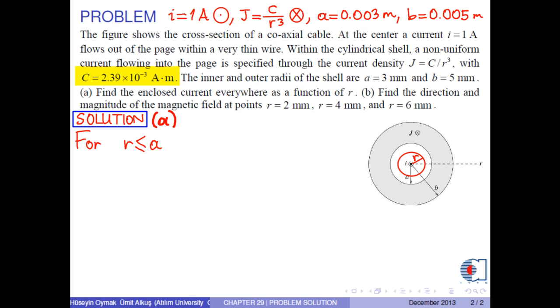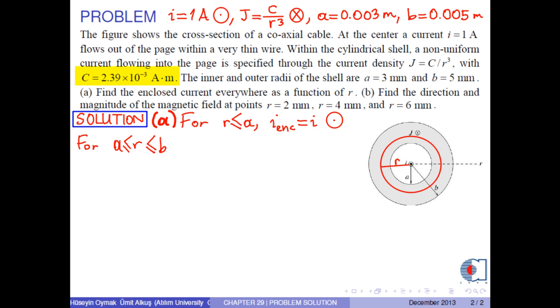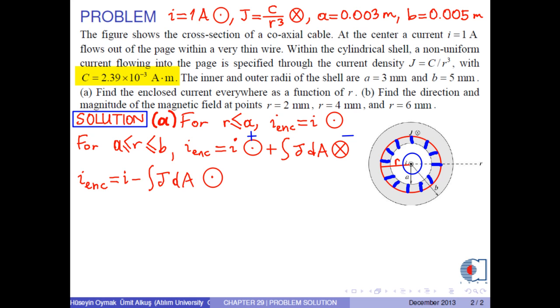For r less than a, that is inside the inner shell, the enclosed current is I, which is out of the screen. For r greater than a and less than b, I enclosed is the sum of the current I, which is out of the screen, and the current in the portion of the outer shell, integral J dA, which is into the screen. Conventionally, we take the direction out of the screen as positive and into the screen as negative. Therefore, the enclosed current is I minus integral J dA.